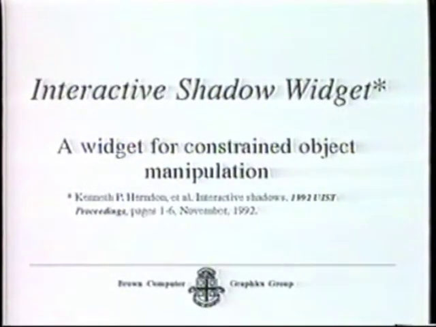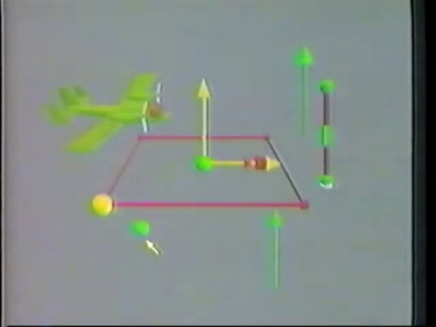Another useful 3D widget is the interactive shadow widget. This widget provides an interface to constrain transformations on application objects. With this widget, users can manipulate application objects in any particular axis without continually changing the viewpoint, simply by manipulating the shadow projections. In this example, we will construct an interactive shadow widget to manipulate an aircraft.